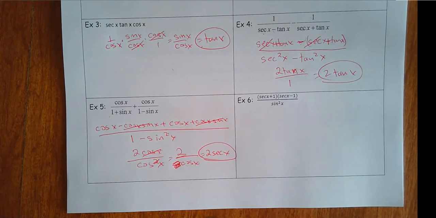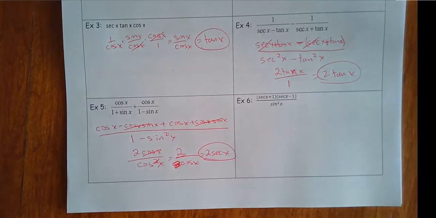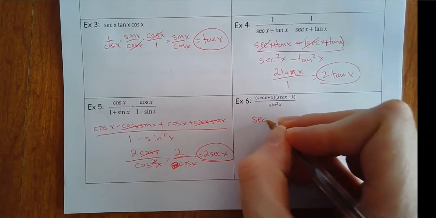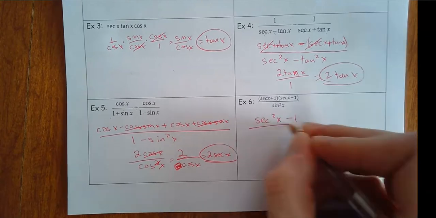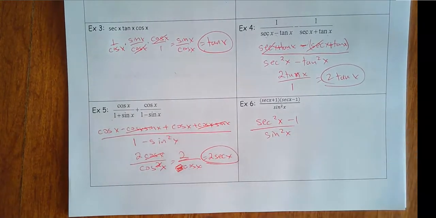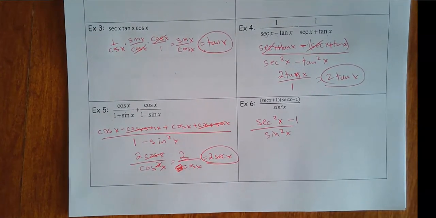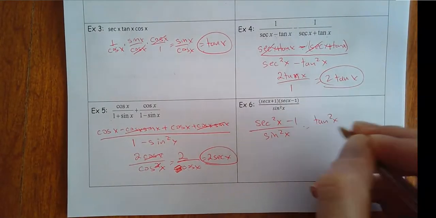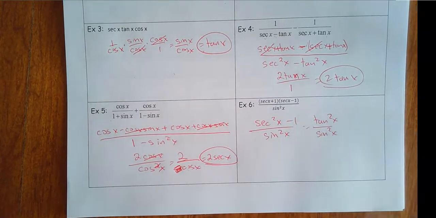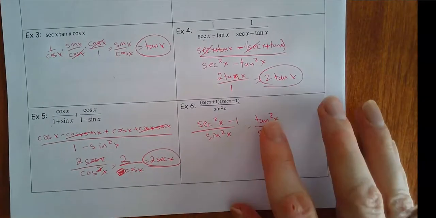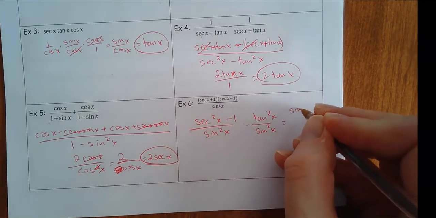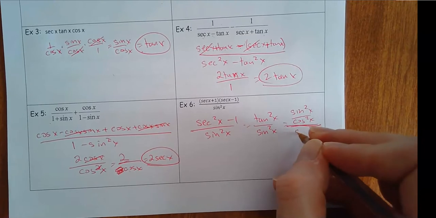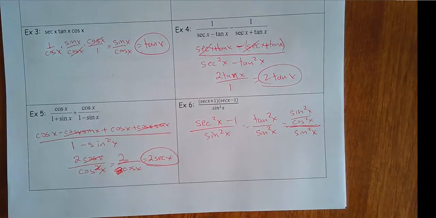Number 6, let's multiply that top out and see where we can go from there. If I multiply that out, those are conjugates. So it would be secant squared x minus 1 over sine squared x. And secant squared minus 1, using your Pythagorean identity, equals tangent squared over sine squared. And then from there, tangent squared, I could write as sine squared x over cosine squared x, all of this over sine squared x.